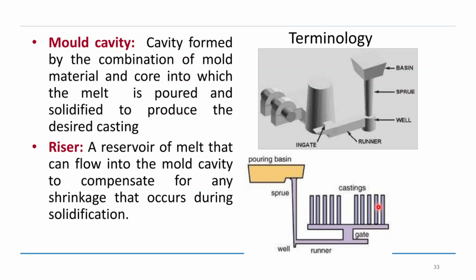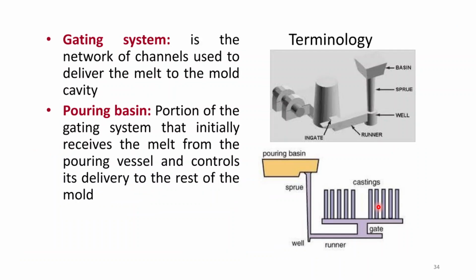Next you have riser. Riser is a reservoir of the metal that can compensate for any shrinkage that occurs during solidification. So here again you have different types of casting. Next you have gating system, which is a network of channels used to deliver the melt to the mold cavity.